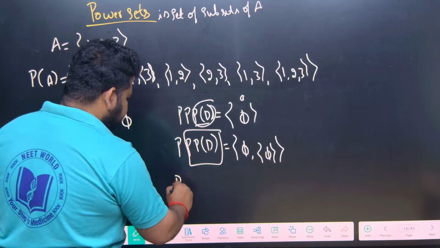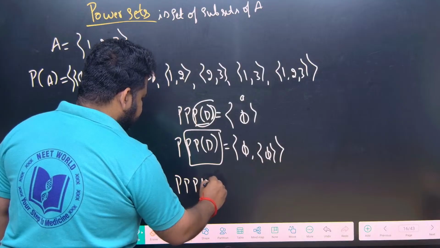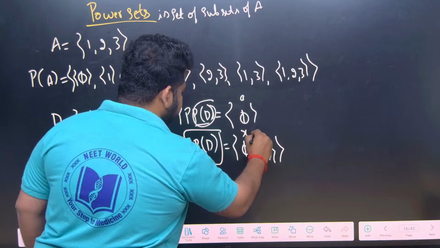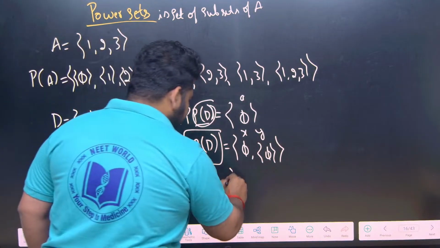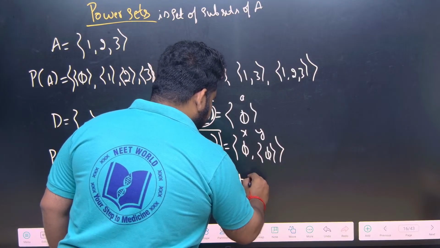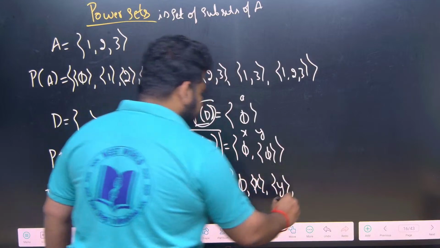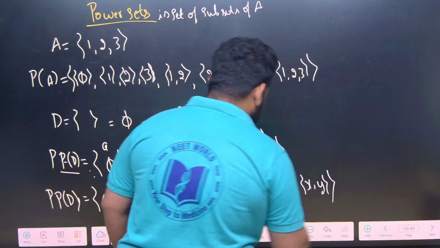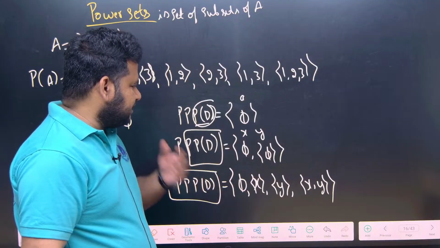Now, I want to find this entire thing, power of D. Let me treat it as x and y. First set I will have is the null set, I'll write it as 5. Then I'll write set x, then set y, then set x comma y. In place of x and y, I have to just substitute 5.